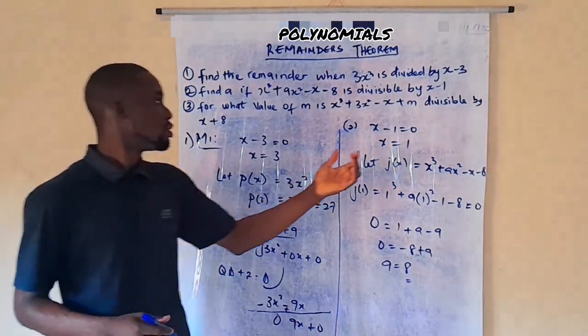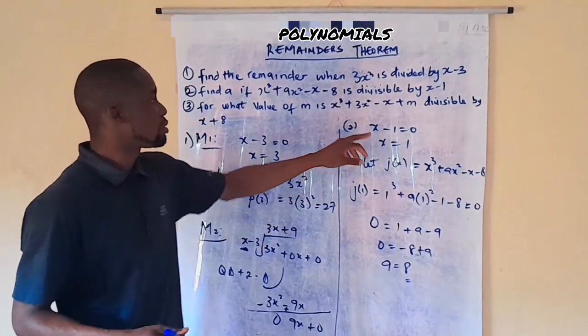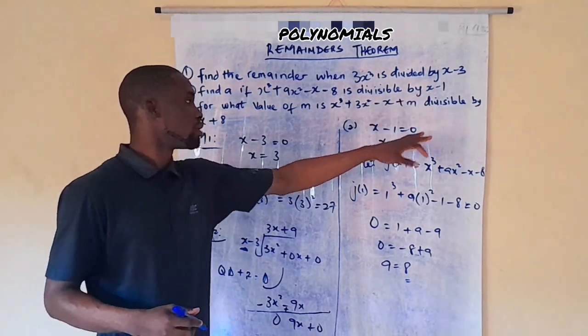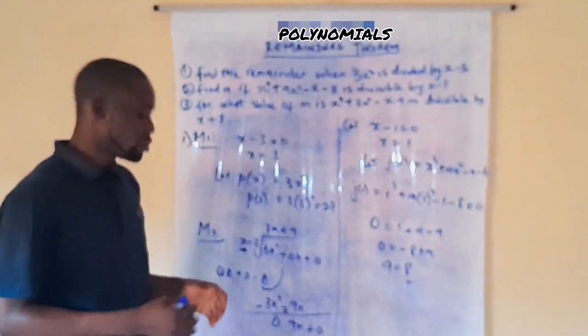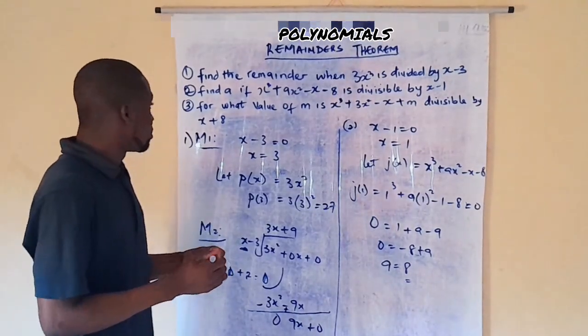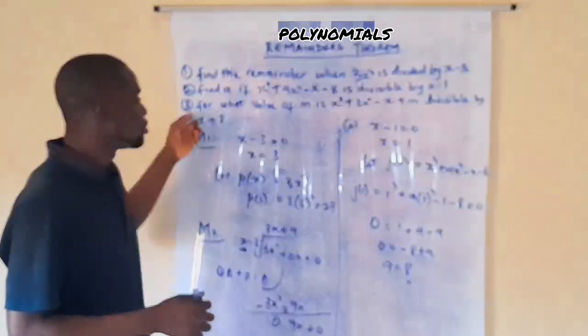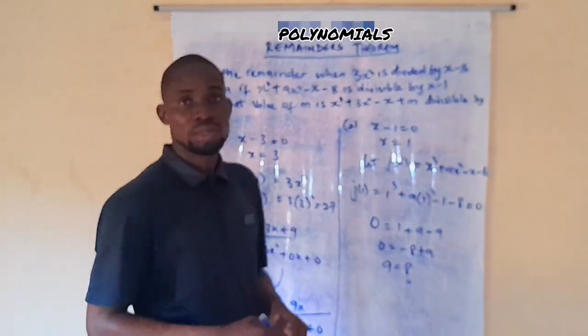So, the first thing I did was to let my factor be equal to 0, substitute into the polynomial, get my answer, and that'll be all. So, in my next class, I'll be looking at this question with some other questions, and I'll be placing it on board.